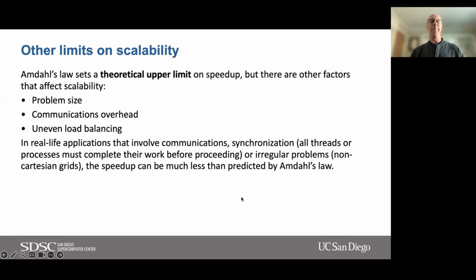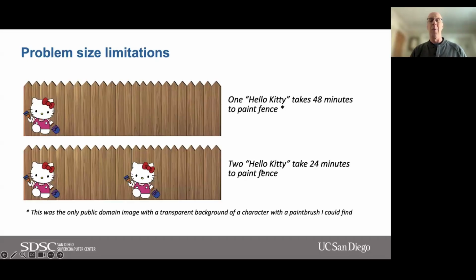Now, if that's not bad enough, Amdahl's law only sets a theoretical upper limit on speedup, but there are other factors that are going to affect scalability. There's the problem size, communications, uneven load balancing. So in real-life applications that involve communications, say synchronization, where all the threads or processes must complete their work before proceeding, irregular problems, non-Cartesian grids, the speedup can be much less than predicted by Amdahl's law. So let's start with problem size limitations.